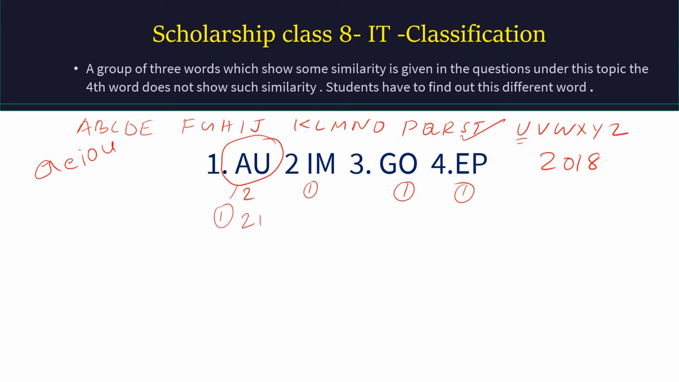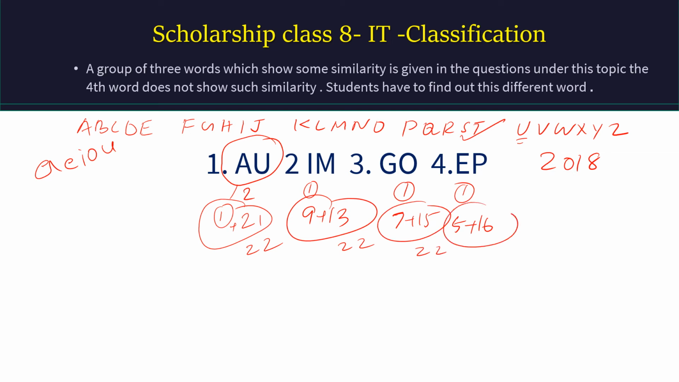Okay, I is equal to 5 plus 4, 9, and M is equal to 10, 10 plus 13. G is equal to 7, and O is equal to 15. And here it is, E is equal to 5, P is equal to 5 plus 5, 10 plus 15, 16. So the total in all these cases is 22, 22, 22, 21.